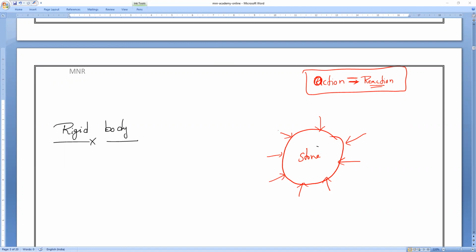Yes, so they are all applying force. They are all exerting force. Due to the force, is there any deformation in the structure of the body? No, sir. Even though a number of forces are acting, even almost 10 people, there is no change in the structure of the body. That body we used to call a rigid body.